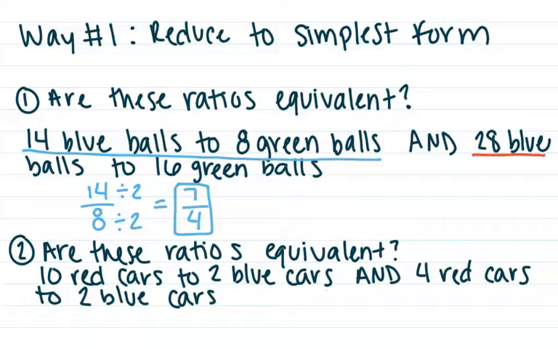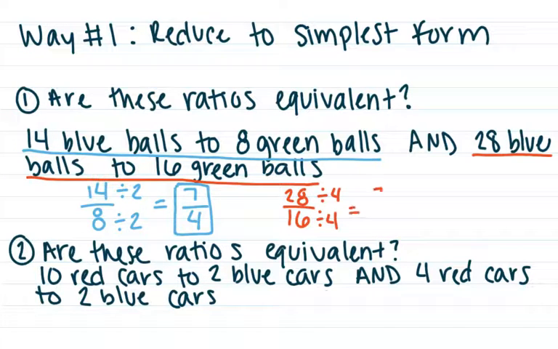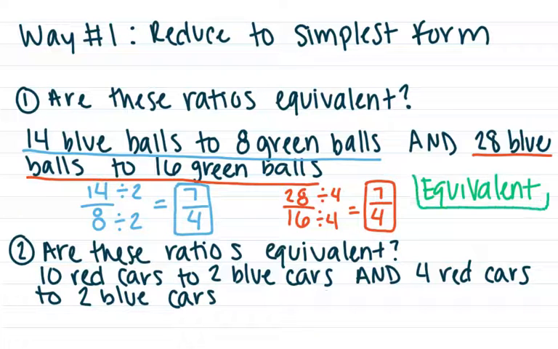Now I have a second ratio right here, 28 blue balls to 16 green balls. Again, that's going to be blue over green. So my second ratio is 28 over 16. To simplify this one, I'm going to divide by 4. And when I do that, I get 7 over 4. So now I need to compare my simplest form fractions. Are they the same? Well, yes, they are. So because they are the same, yes, these two ratios are equivalent. We can absolutely say yes with 100% certainty because our simplified fractions are the same.